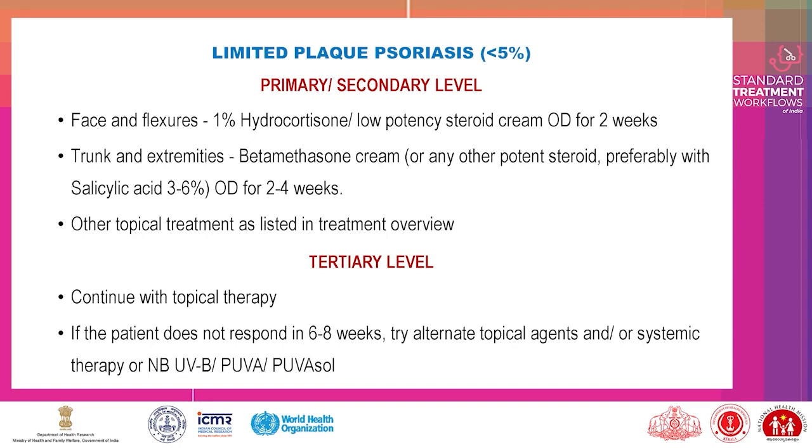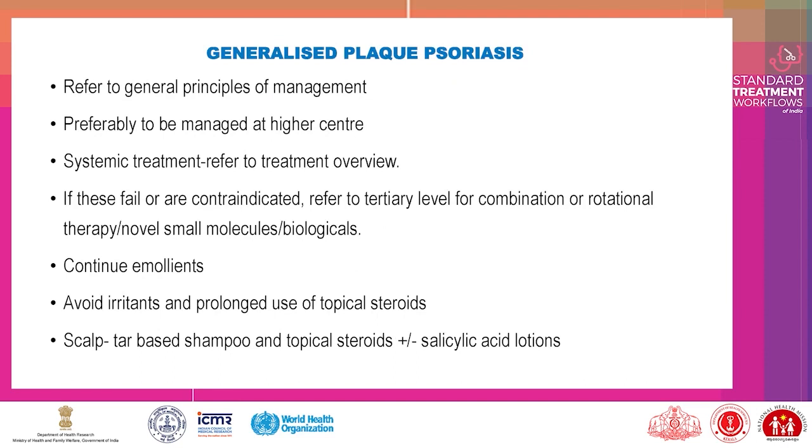UVB, PUVA or PUVA-SOL. Generalized plaque psoriasis, refer to general principles of management, preferably to be managed at higher center. Systemic treatment, refer to treatment overview. If these fail or are contraindicated, refer to tertiary level for combination or rotational therapy, novel small molecules or biologicals. Continue emollients, avoid irritants and prolonged use of topical steroids. Scalp: tar based shampoo and topical steroids with or without salicylic acid lotions.